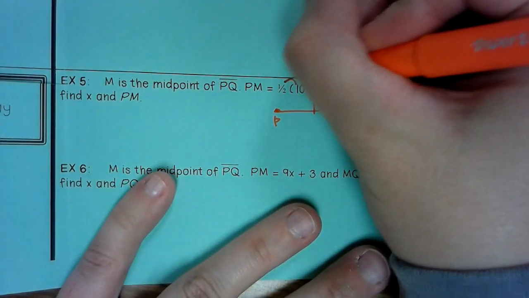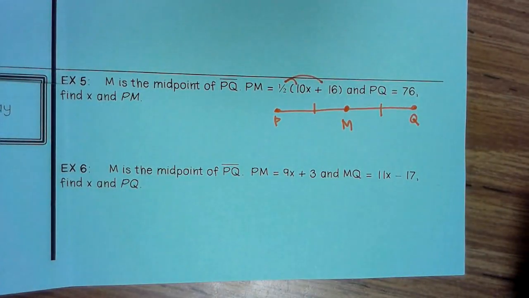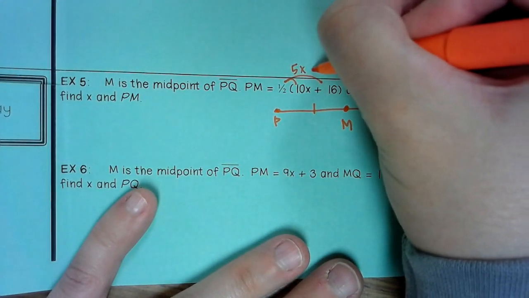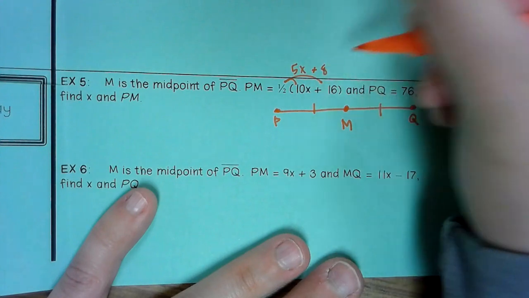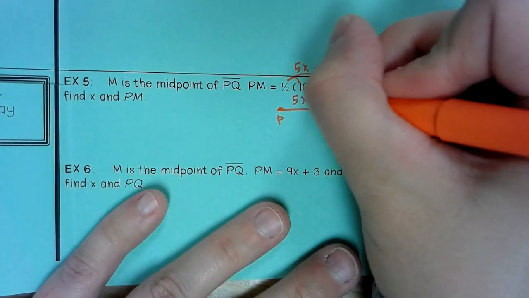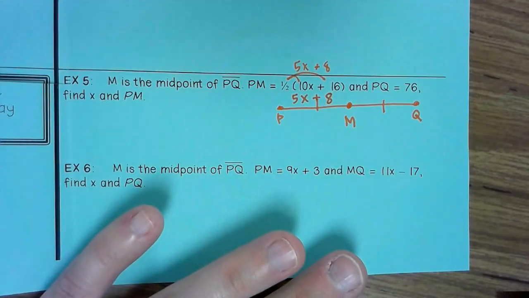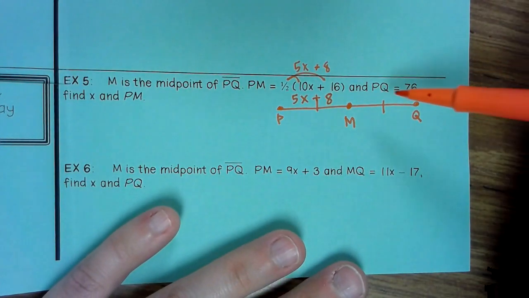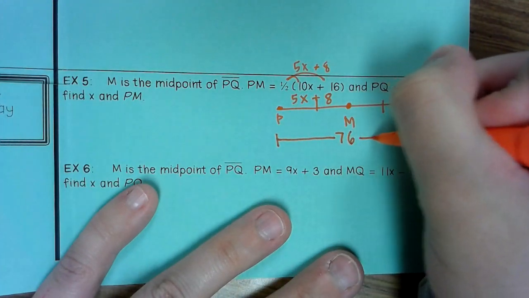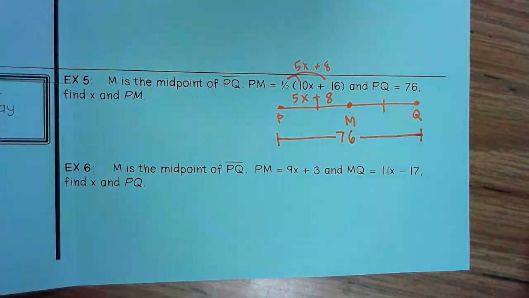I am going to go ahead and distribute my 1/2. Remember, when you distribute, you multiply. So 1/2 times 10x is 5x. 1/2 times 16 is 8. So from P to M is 5x plus 8. And the other thing I know is PQ is 76. So that's the whole thing.